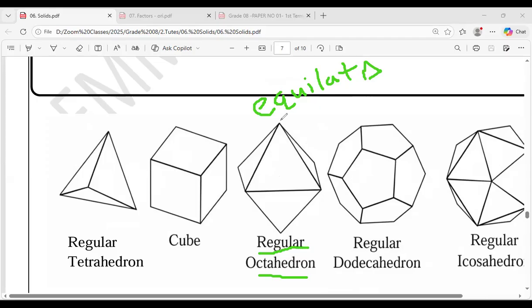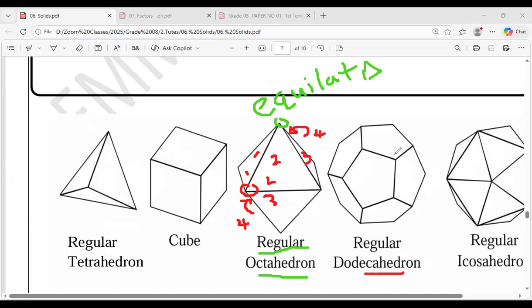I will consider this top vertex and count the faces. Face 1, face 2, face 3, and the other one around this, maybe at the back, is the 4th face. If you consider this vertex, first face, second face, third face, and around this you have the 4th face. So on and so forth. Each and every vertex has 4 identical equilateral triangles meeting.